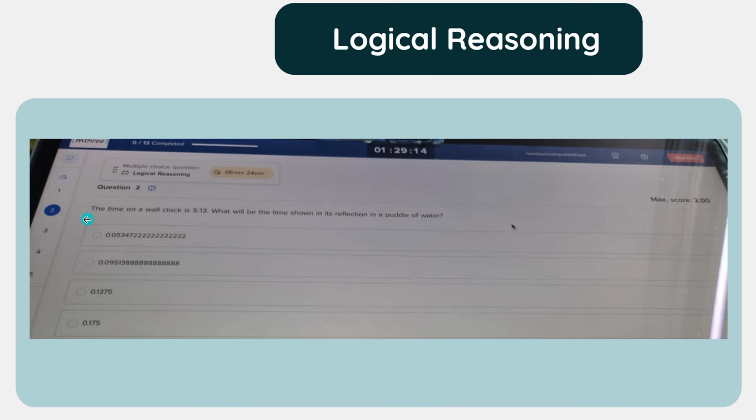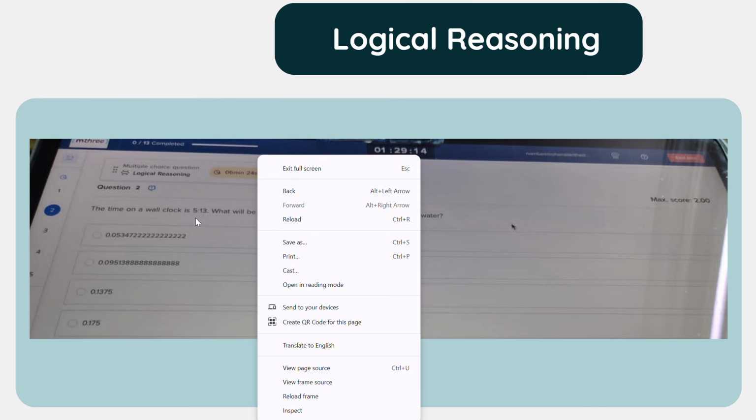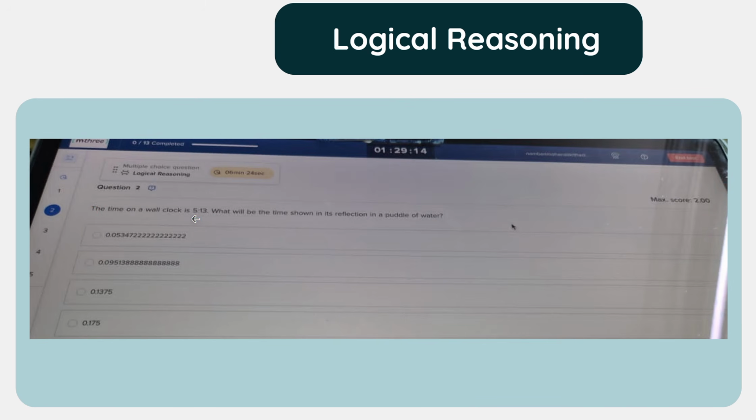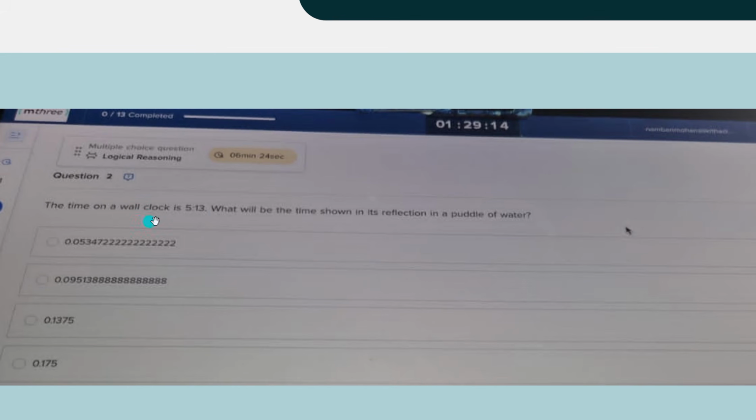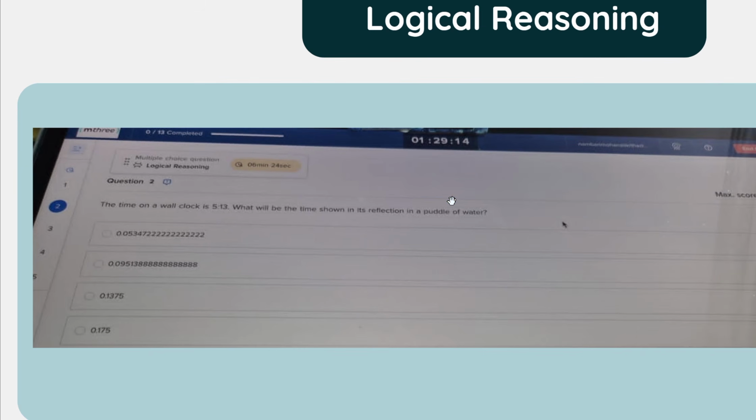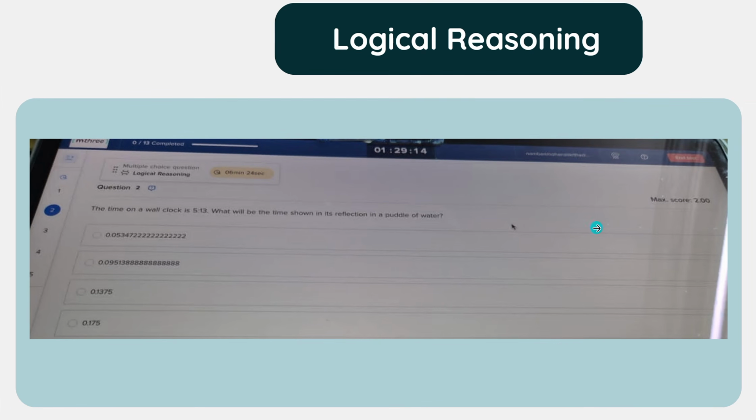And logical reasoning, second question: we have seen 5, 4, 3 as a pie chart, but the second question is a normal one. The time on the wall clock is 5:13. What will be the time shown in its reflection in the puddle of water? They have given it in decimals, so you have to find it in decimals. Maximum score is 2 marks as well. Okay, I'm going to the next question.